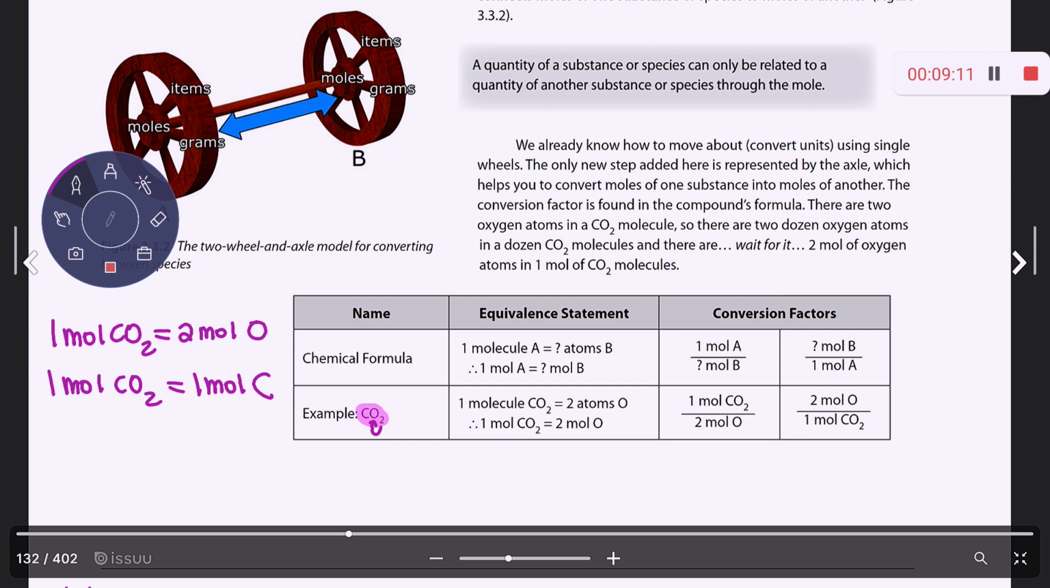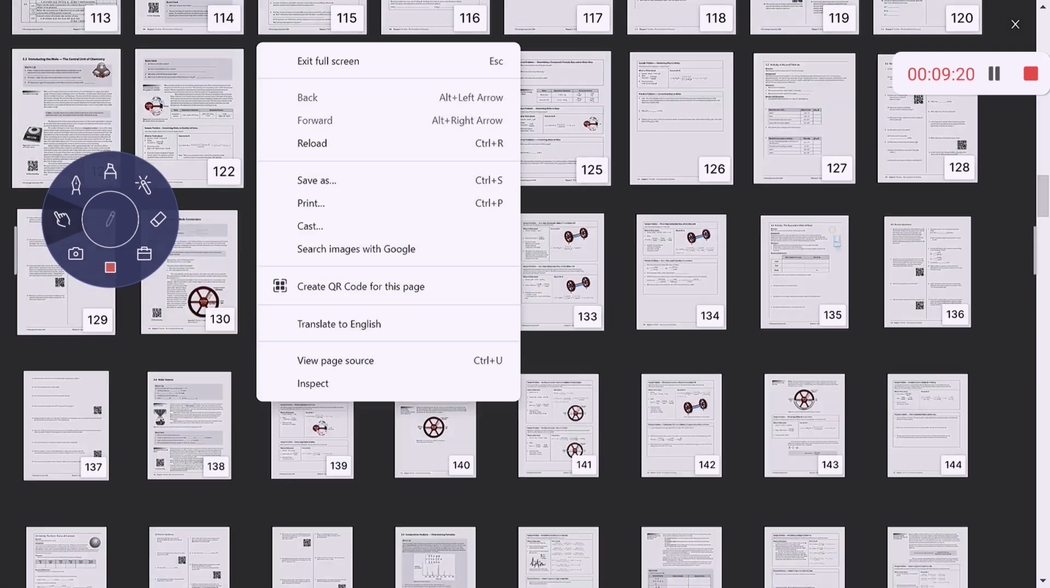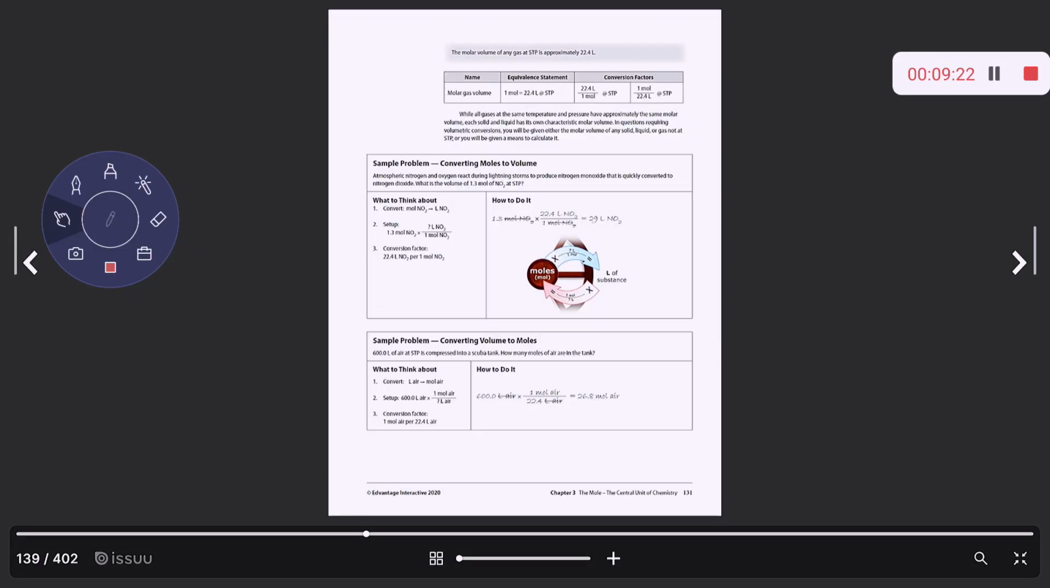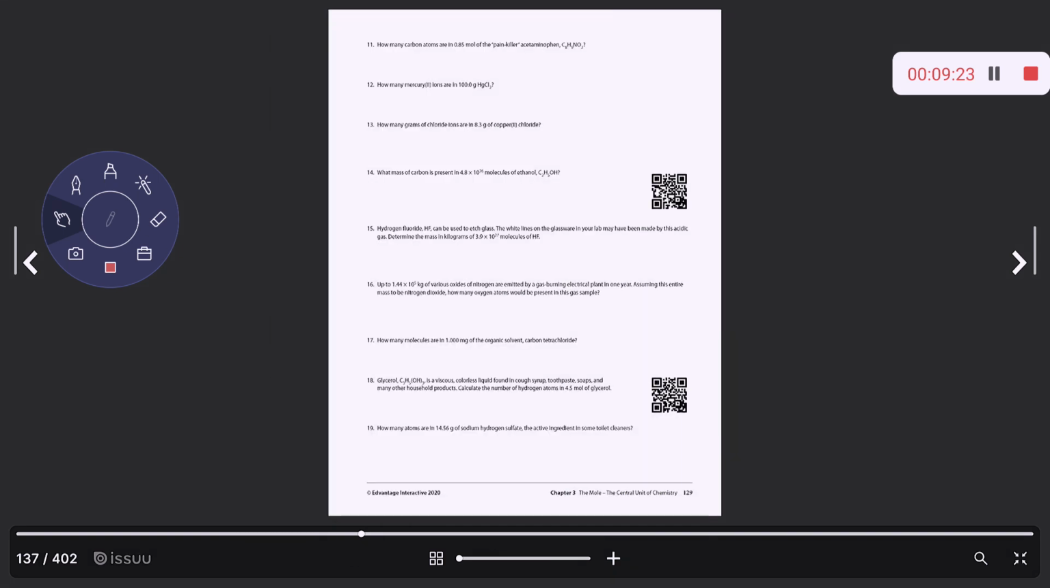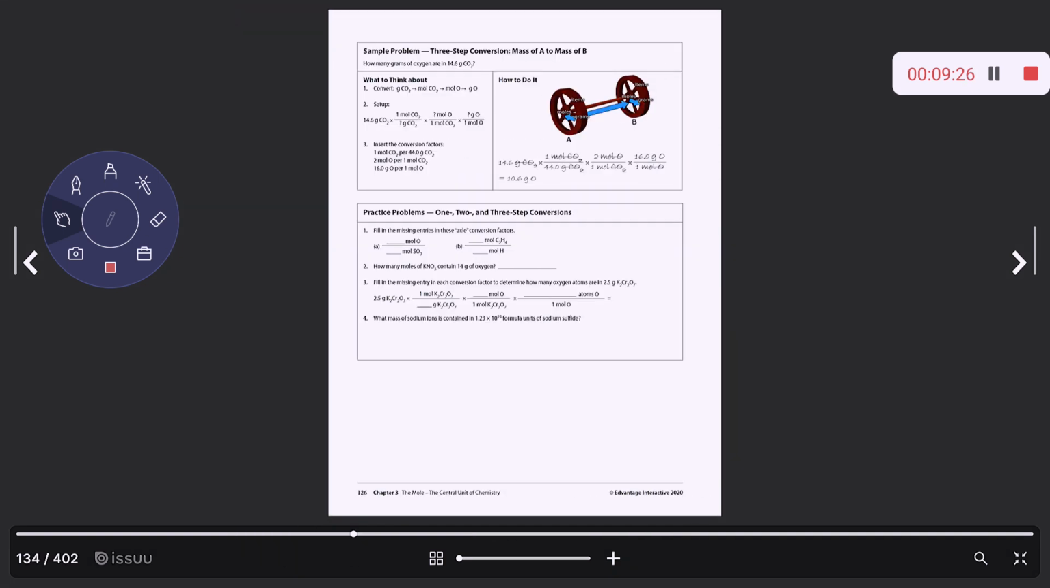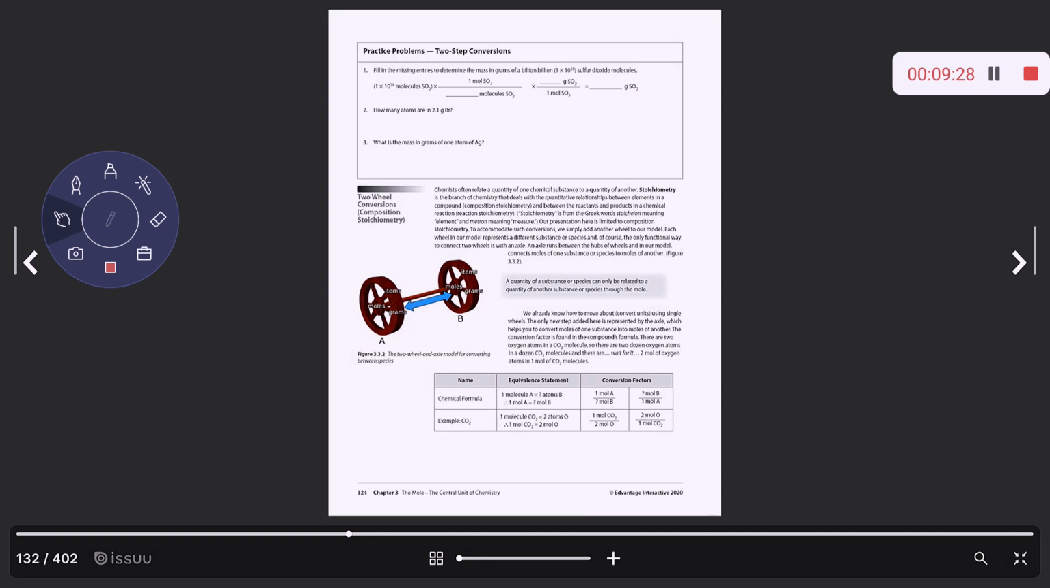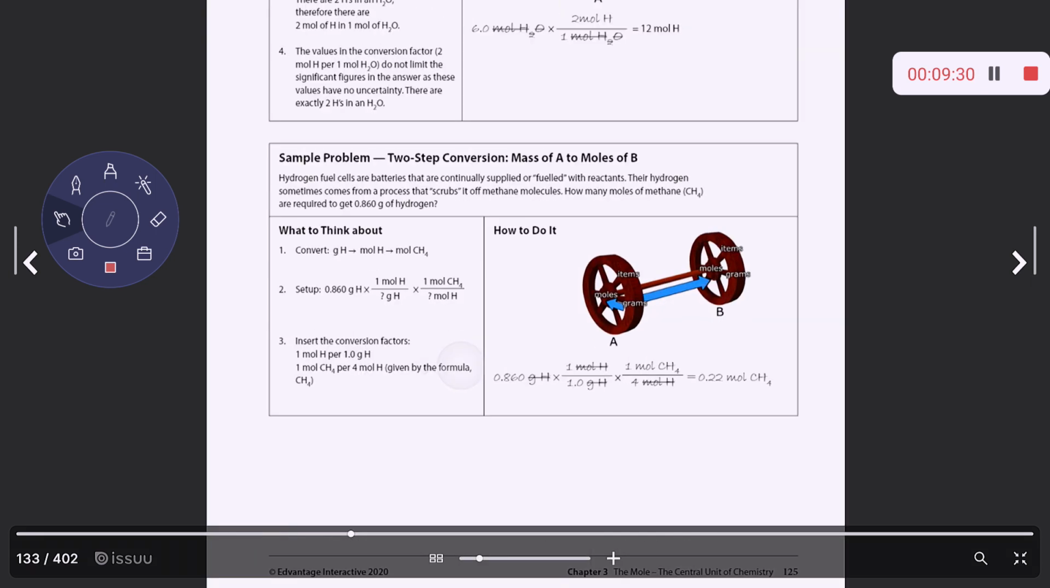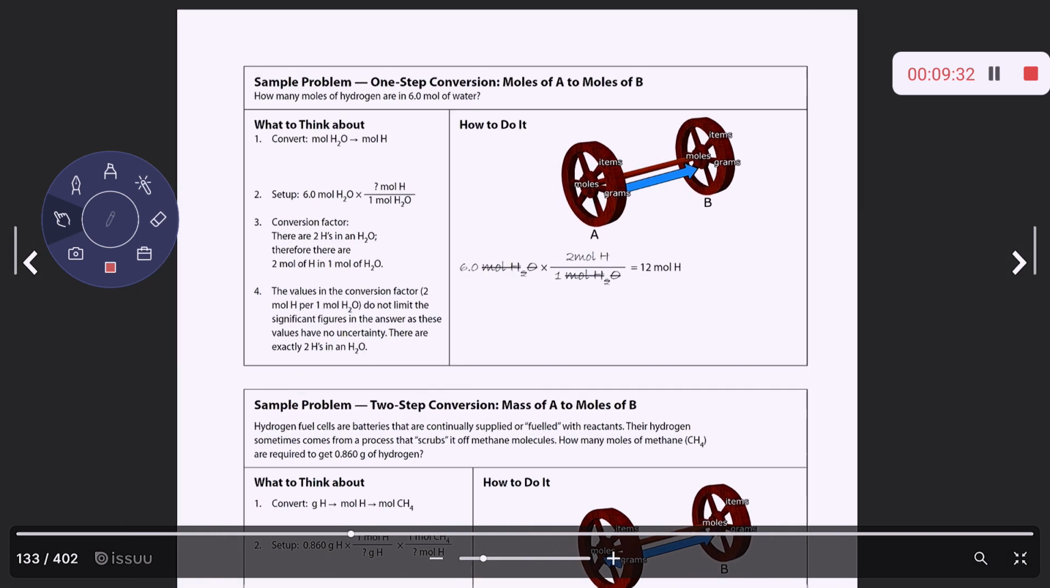Okay, so let's go to the next page, and I'm going to show you a couple of examples for using this stuff. Did it go to the right page or did it go too far? Too far. Here? Yeah. Okay, so let's take a look at these sample problems.